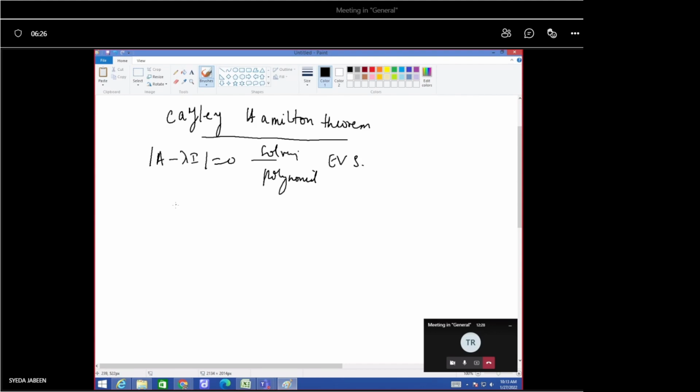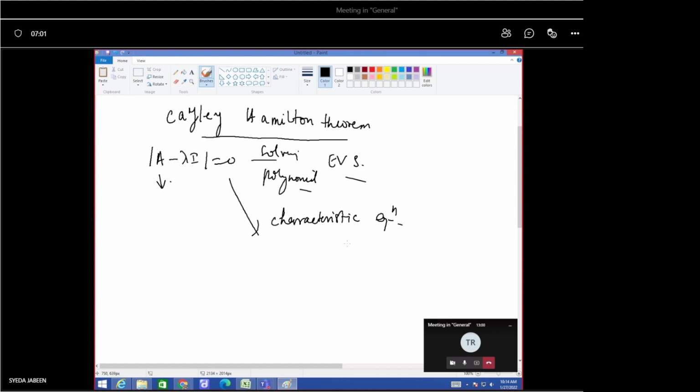Now, what Cayley-Hamilton's theorem says is that if you have a matrix, that matrix will satisfy its own characteristic equation. Do you remember? This equation was given the name characteristic equation, which is a polynomial of degree the same as the order of the matrix. And solving that, we were getting the eigenvalues. Now, Cayley-Hamilton's theorem says that the matrix will satisfy its own characteristic equation.